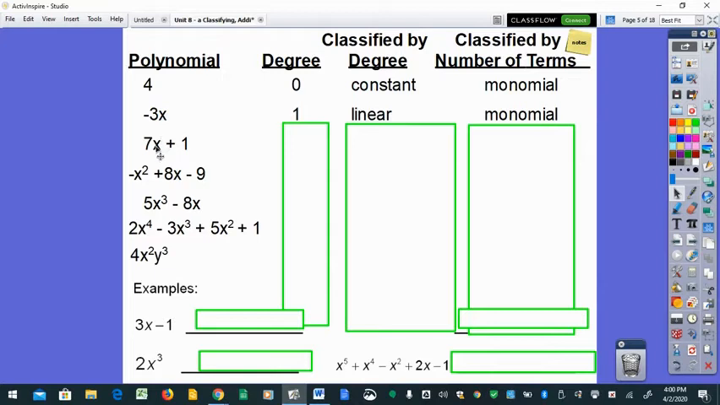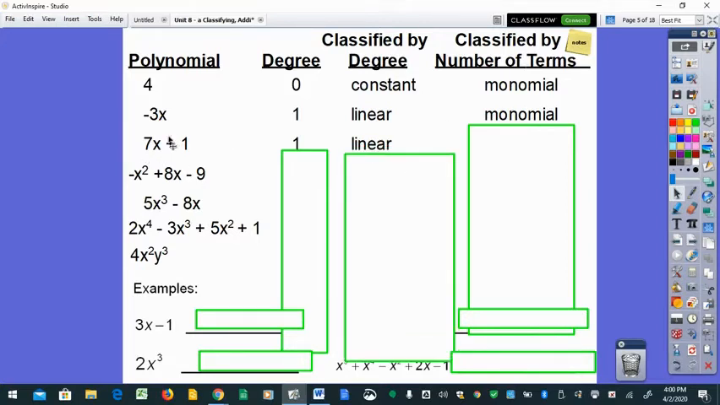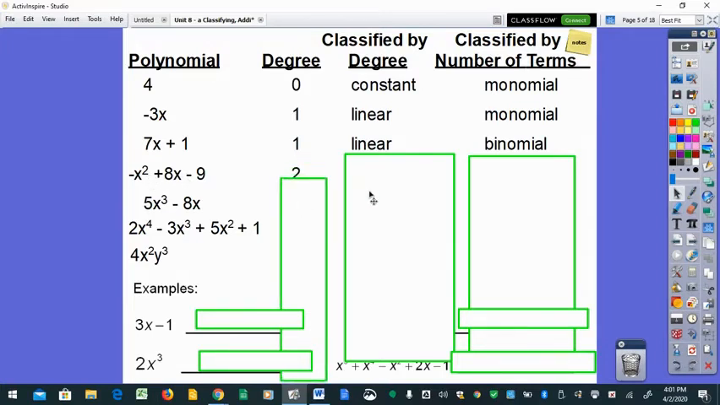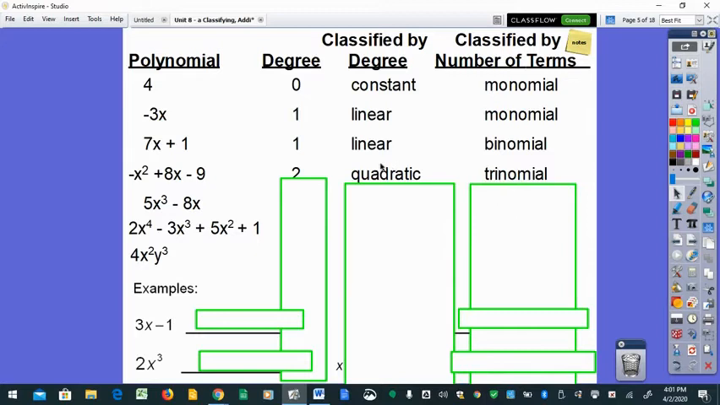7x plus 1, the biggest exponent is 1, so that's the degree of the polynomial. Sorry, I forgot to give you its name. It's linear as well because its degree is 1. And then there are 2 terms, so it would be a binomial, so it is a linear binomial. The degree of this polynomial, the biggest exponent is 2. Its degree name would be quadratic, and it has 1, 2, 3 terms. It's a quadratic trinomial, and that is going to be something we're going to work a lot with coming up in the future.